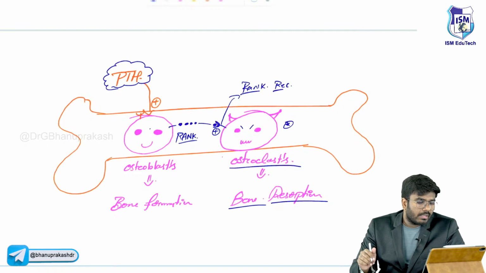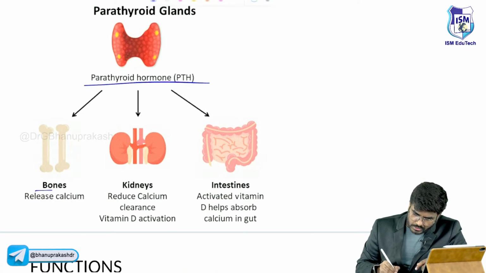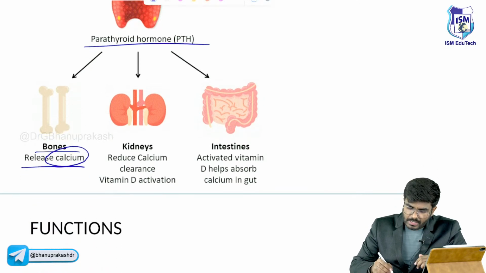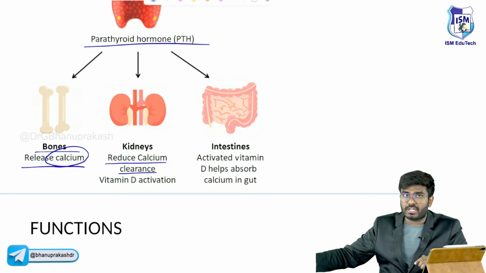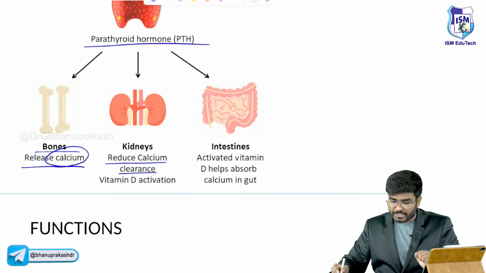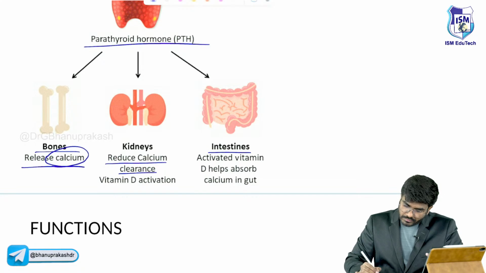Okay. Now after this, you know it, see the parathyroid glands, parathyroid hormone. By breaking the bone, by bone resorption, they increase the calcium levels in the blood. Parathyroid hormone reduces the calcium clearance, which means it decreases the calcium excretion, means it increases the calcium reabsorption in the distal convoluted tubule. I have explained that. And in the intestines, the parathyroid hormone activates vitamin D. So vitamin D, what will it do? It helps in the absorption of calcium.